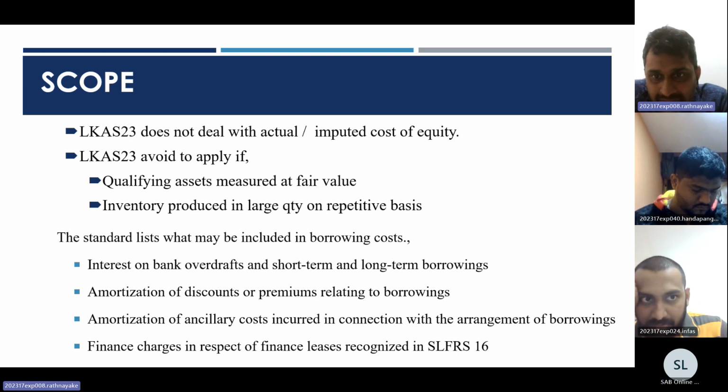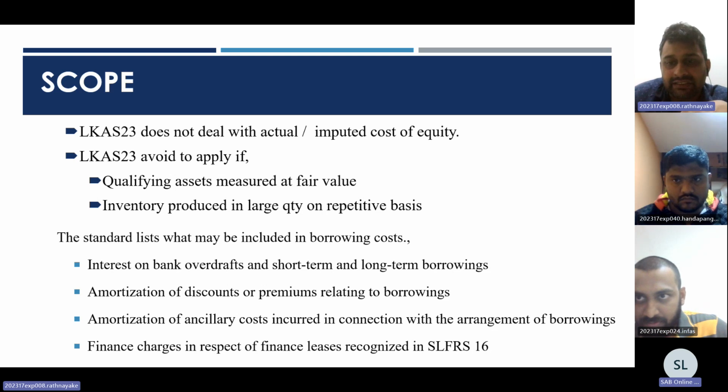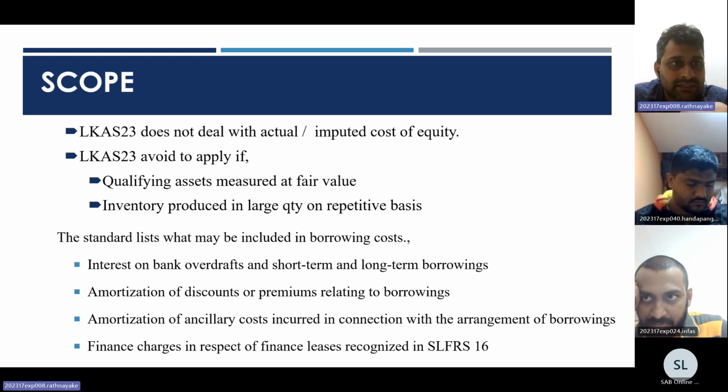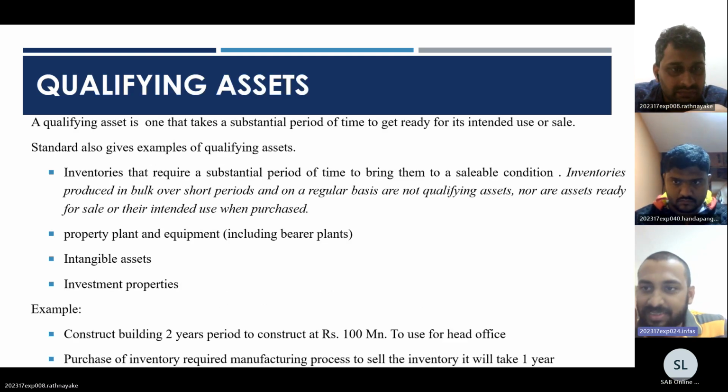Next, my colleague Infas will continue with the qualifying asset part of this presentation. Infas. Okay, thank you.